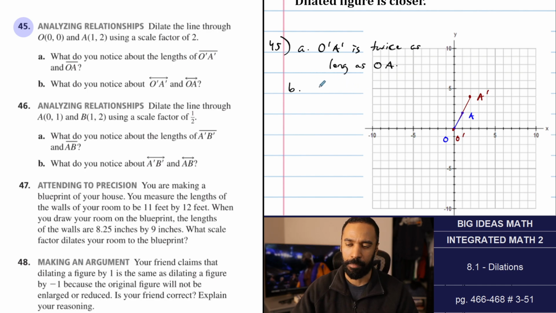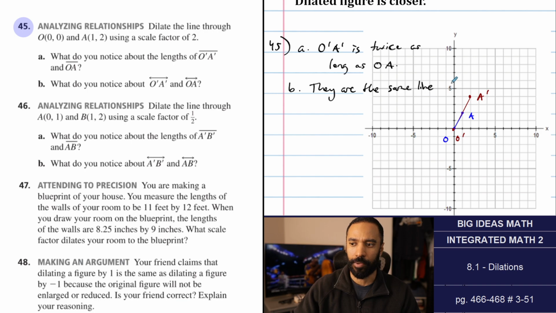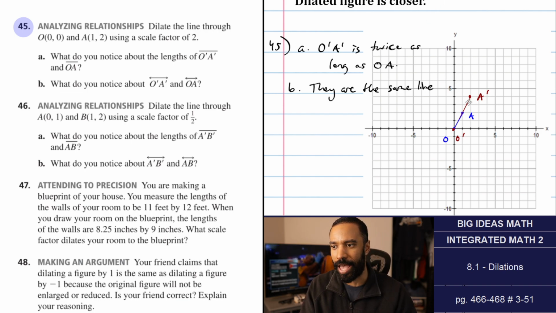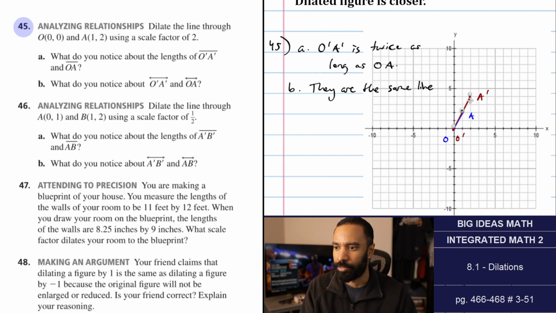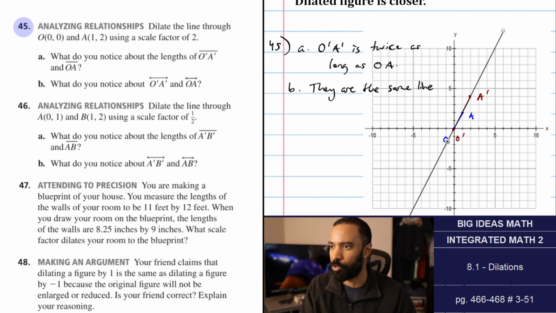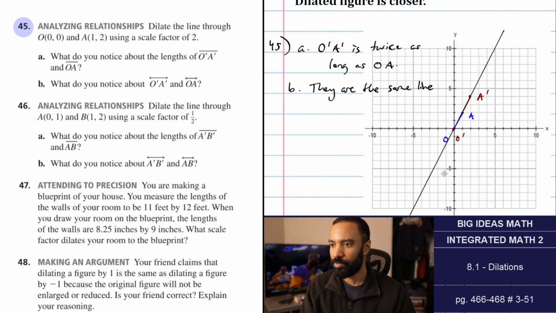I didn't draw a whole line, but they are the same line. The line would go forever, right? This is like y equals 2x, basically, as an entire line. If I extend it out even more, and down like that, here would basically be the entire line. They're the same line that goes through those 2 points. That's not changing. All right, that's number 45.